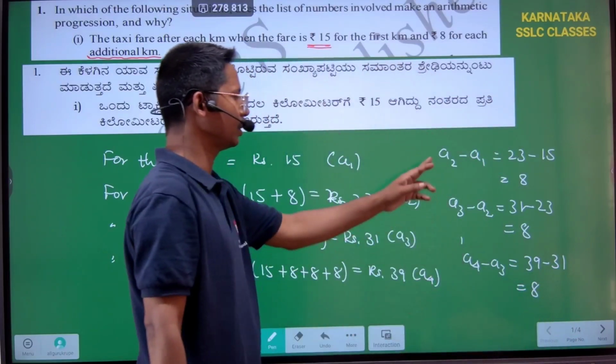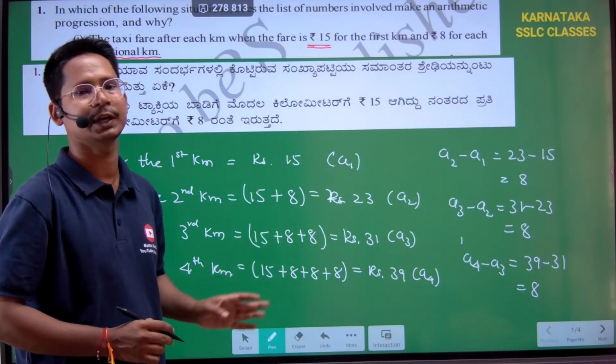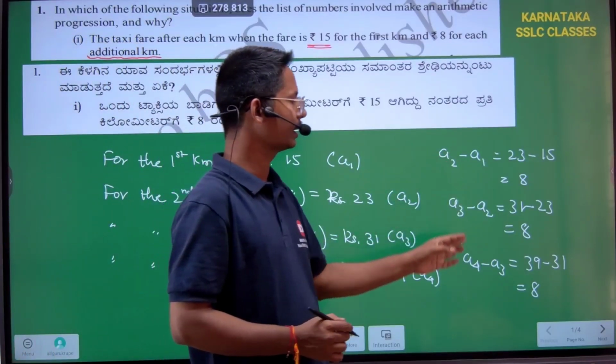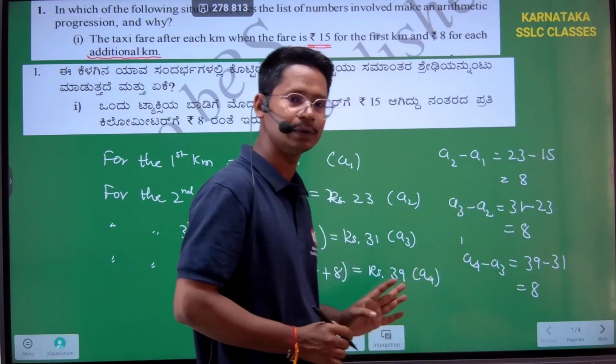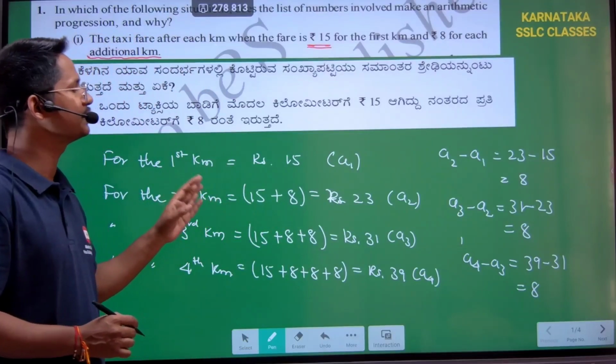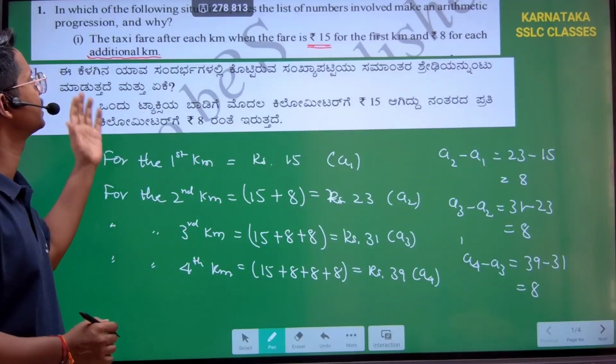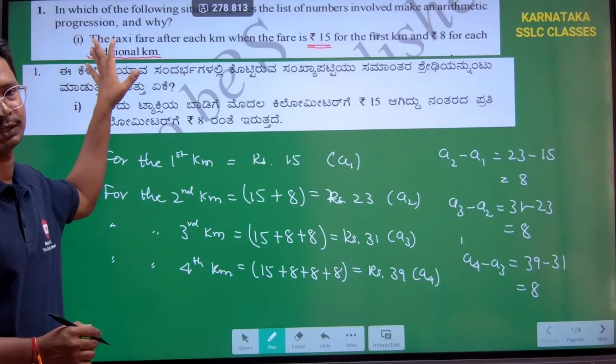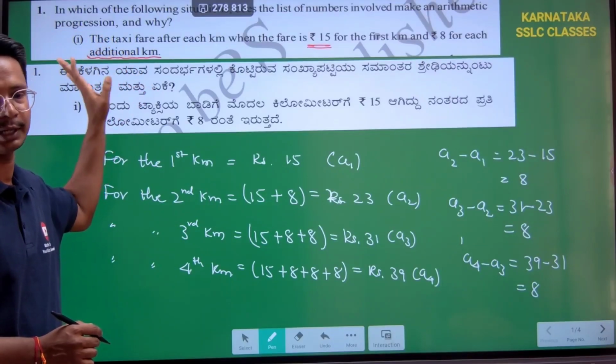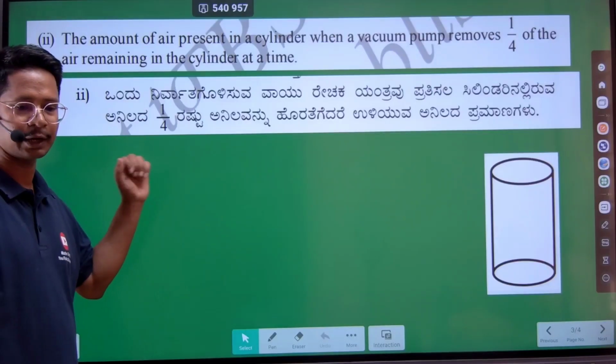So in all the cases you are getting the same difference. I mean you are getting the same common difference. So if you get the same common difference in each and every case, then I can say the given situation follows an arithmetic progression. Now students, see the second question.